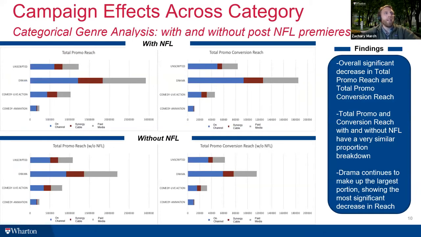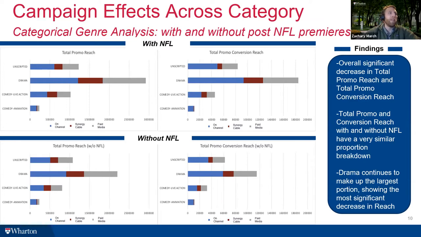So the first slide here is just taking a look at the campaign effects across category. Here we're trying to understand how an NFL premiere is going to affect the data across the genres. On the top, we have the data with NFL, and on the bottom, it's without NFL. On the left, we have the two charts for promo reach, and on the right is conversion reach. Promo reach is the number of people that have actually seen an advertisement for the television show, and conversion reach is the number of people that saw that advertisement and ended up going on to watch that television show, so they were converted to watch it.